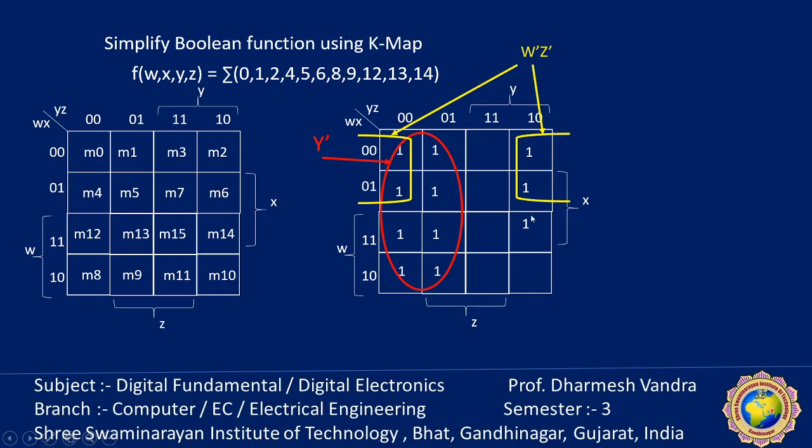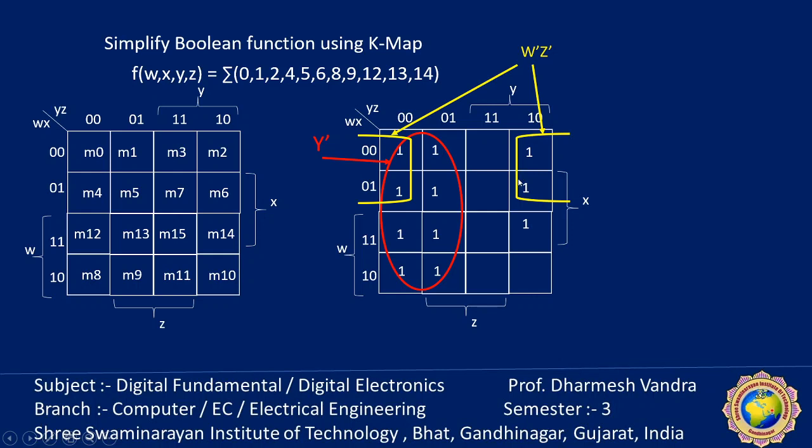Now one is missing. We have to take care that no minterm is missed, as well as that a minimum literal function is required, so the circuit size is reduced and we can reduce power consumption. Now, one possibility is that I can make a bunch of these two adjacent cells, but can I make a bunch of four? That would reduce one literal and reduce the circuit size.